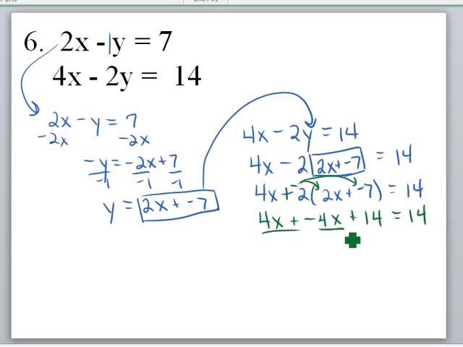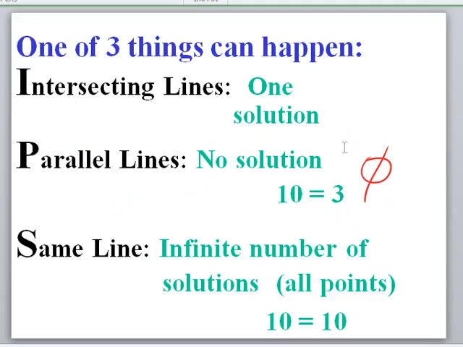So when I combine my like terms here, I get 0. Those cancel out, and I get 14 equals 14. Well, this is one of my special solutions. So if I take you back to one of my prior slides, there was 3 things that could happen. We could have one solution, which we've been getting over and over.